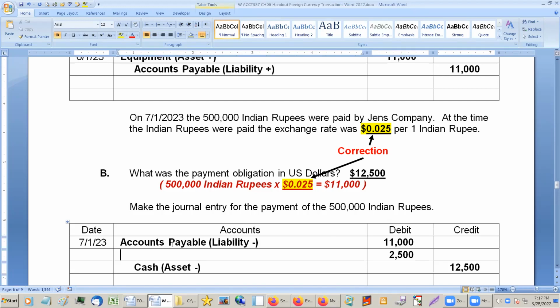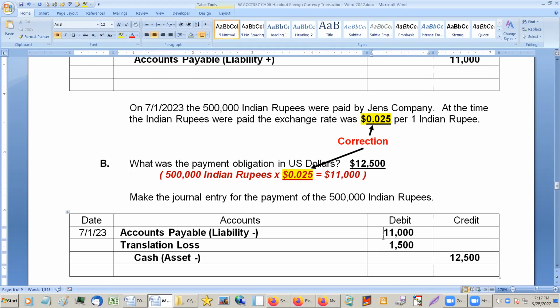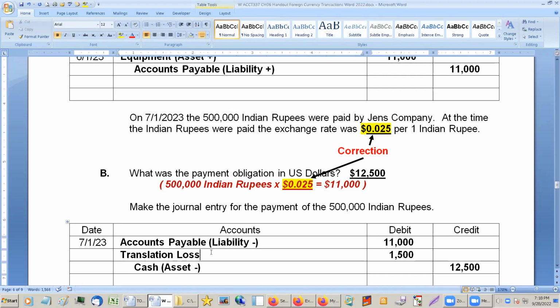I'll do the easy half. Translation, is this going to be a translation loss or translation gain? Would this be a loss? Yep, good. Also, is it 2,500 in loss or is it 1,500? I was testing you guys, and yeah, you're absolutely right. 1,500. I made like 5 mistakes on this one. This isn't my best one. Yeah, so you're absolutely right. 1,500 would be the translation loss. Oops.